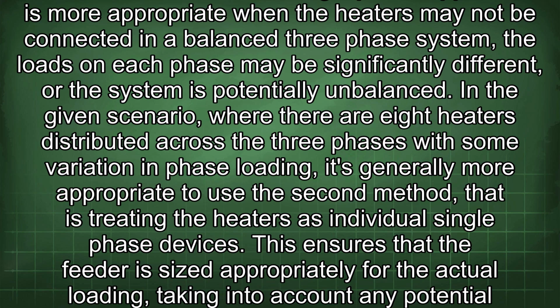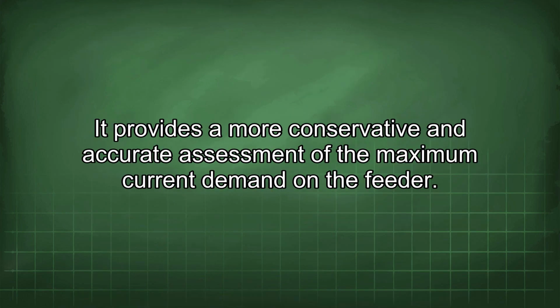In the given scenario, where there are 8 heaters distributed across the 3 phases with some variation in phase loading, it's generally more appropriate to use the second method, that is treating the heaters as individual single-phase devices. This ensures that the feeder is sized appropriately for the actual loading, taking into account any potential imbalance between the phases. It provides a more conservative and accurate assessment of the maximum current demand on the feeder.